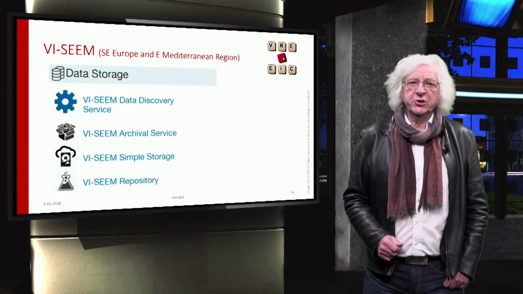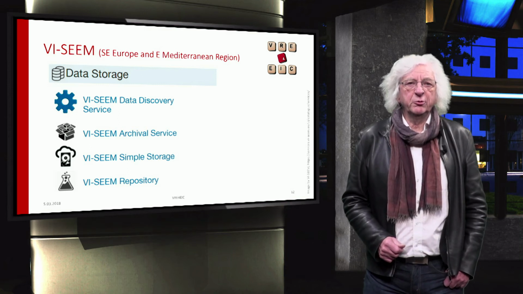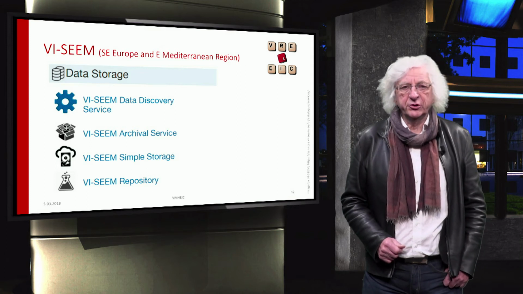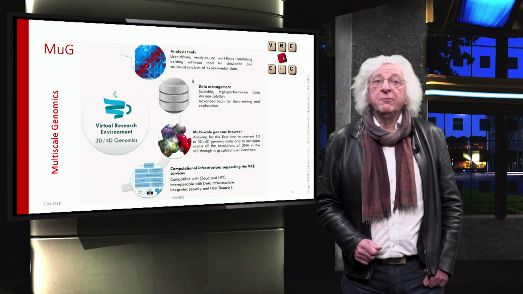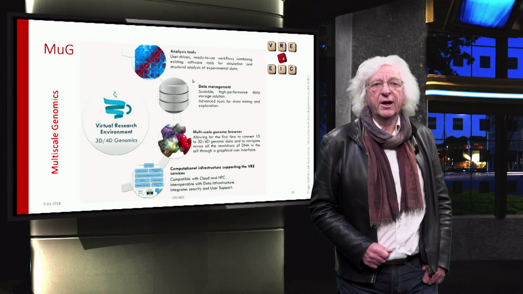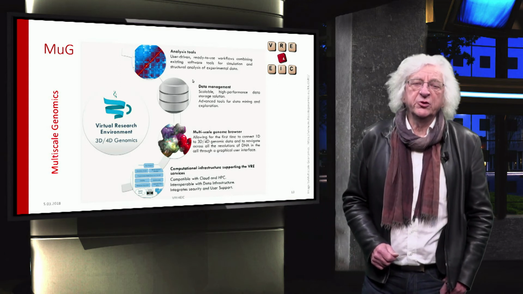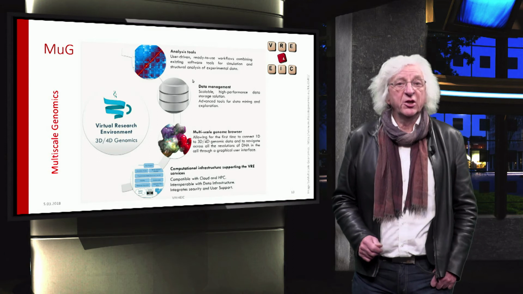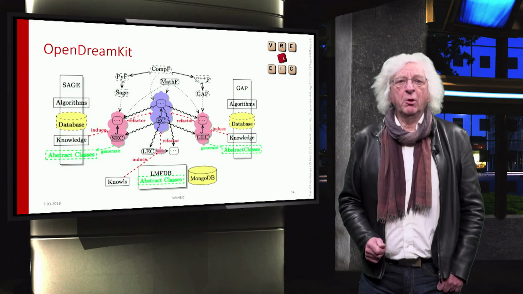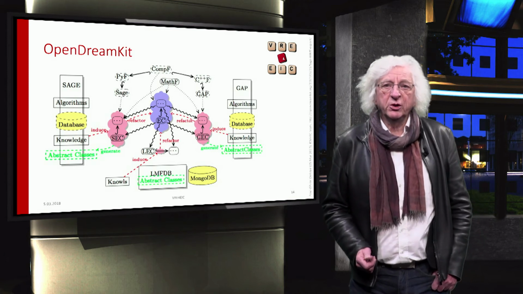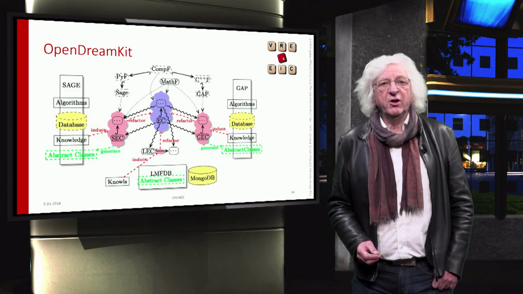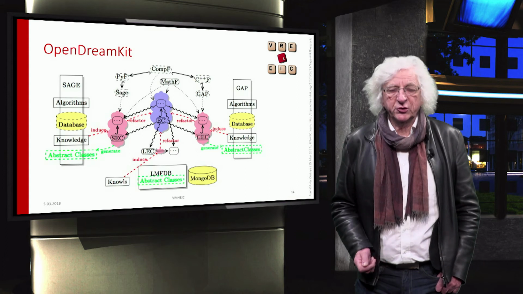VICEAM provides resources for various research domains for Southeast Europe and the East Mediterranean in a repository with archiving and discovery services. MUG handles multiscale genomics with access to information, including analytical tools, and access to underlying e-infrastructure services such as computation. Open DreamKit provides a cooperative space for mathematicians to work together on mathematical transformations.